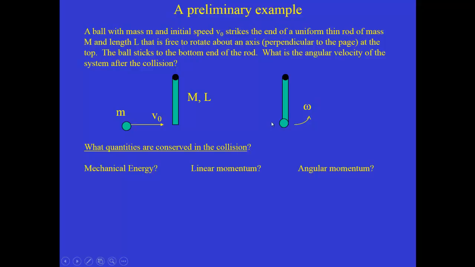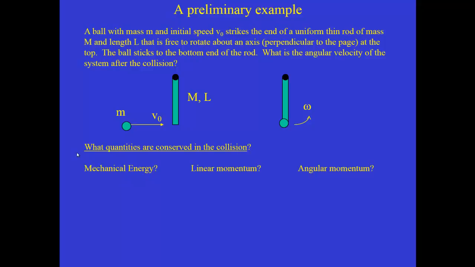Now, of course, if we wait long enough, this whole system will swing upward around the rotation axis and will eventually come to a stop and then swing back down again. But we want to know, right after the collision, what is the omega, or the angular velocity of the system. So in order to think about the three conservation laws that we've developed for use in various situations, we have to think about the conditions for those so that we know which ones we can use.